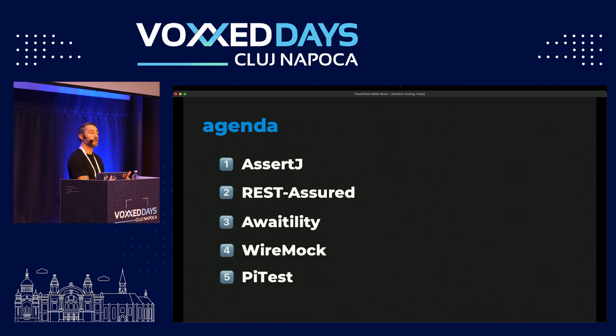So why is the talk called Modern Testing Tools? Because actually some tools are not that modern. They are old, but they are evolving. And they will solve real and modern problems. So you will have 5 different tools to help you solve a lot of different problems, increase the code coverage and your confidence in your code, okay? We are going to talk about AssertJ, RestAssured, Awaitility, WireMock, and PIT.